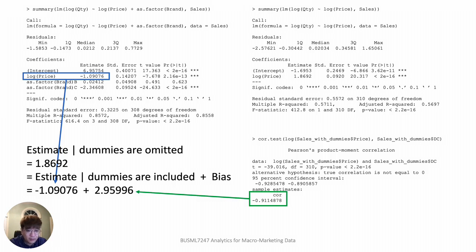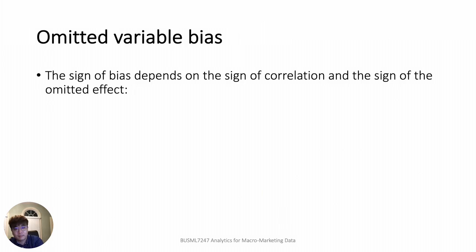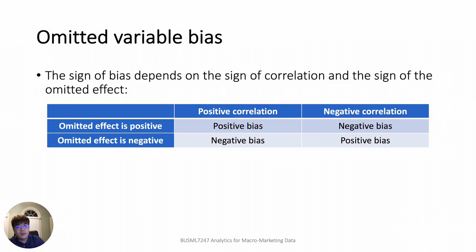This big bias is coming from this very, very high correlation coefficient between the dummy and price. There is no exact formula to compute the omitted variable bias, but we can roughly expect the sign of the bias based on the sign of the correlation and the sign of the omitted effect.